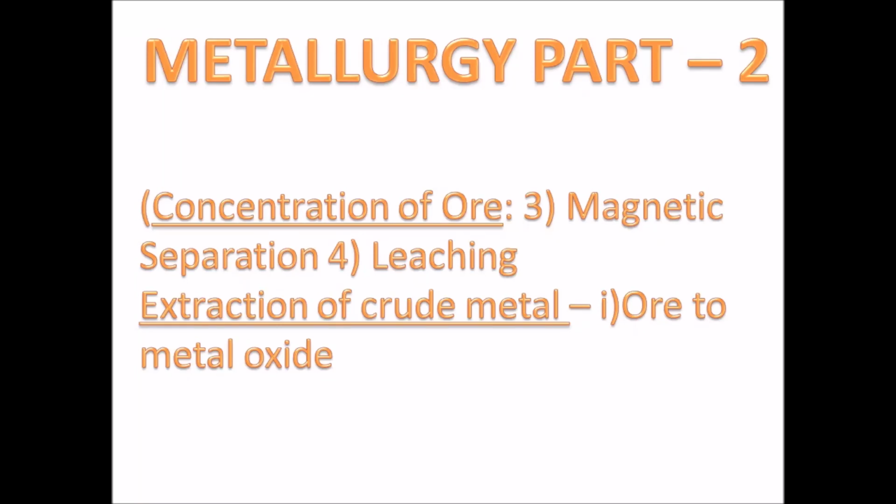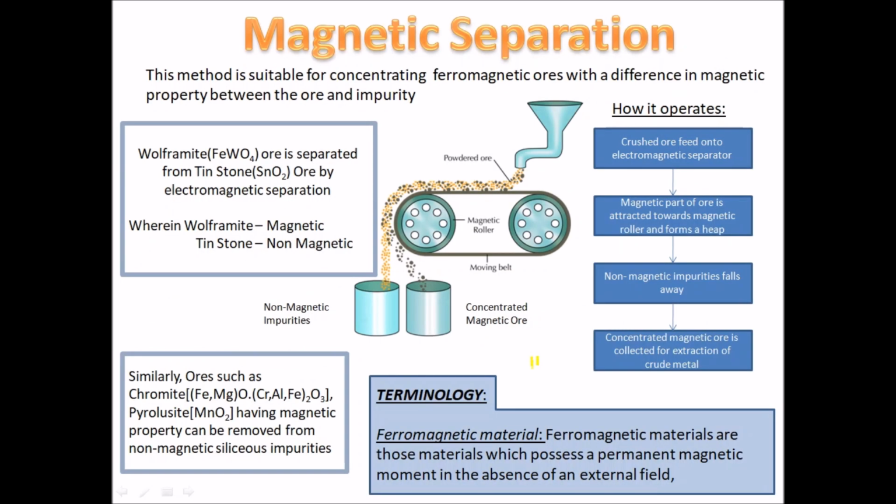Hello students, today we are going to learn the other two methods of the concentration of the ore, that is magnetic separation and leaching. We are also going to look into the extraction of the crude metal, which consists of two steps, of which one step will be dealt with in this part, wherein the ore is being converted to metal oxide. Now let's see about magnetic separation.